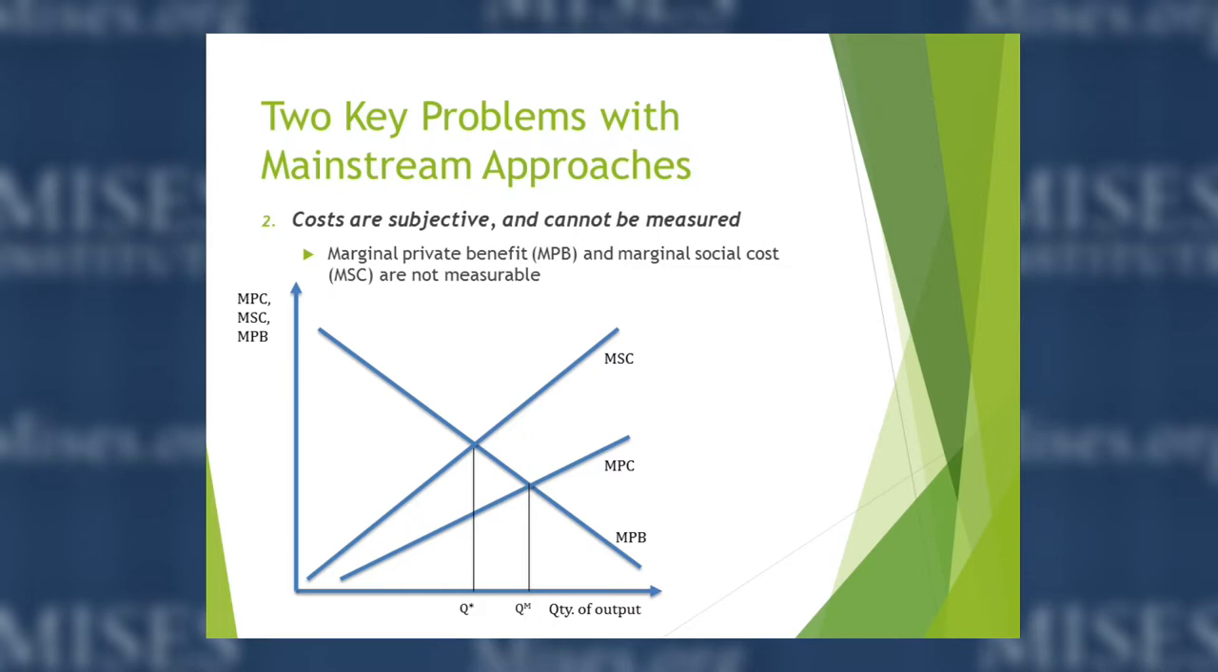Now, what this diagram shows is two upward sloping lines there. One, the lower one, is labeled MPC. That's your private cost from purchasing and consuming some product. Maybe this is electricity. Okay, so as you consume electricity, you're paying an electric bill.